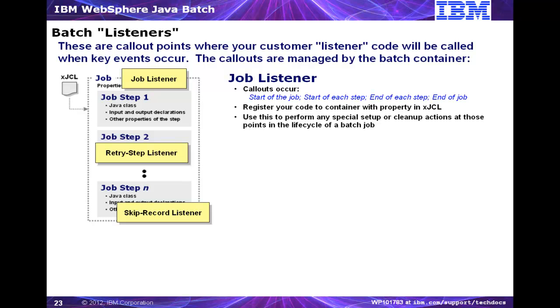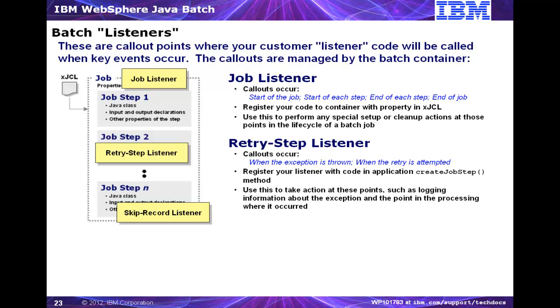The container will call your job listener at the start of each job, at the start and end of each job step, and again at the end of the job. You let the container know about your listener code with a property coded in the XJCL for the job. This allows your listener code to do any setup or cleanup work you feel is appropriate for the batch job being performed.